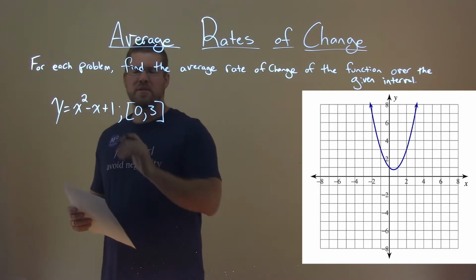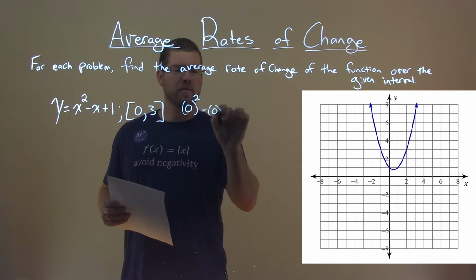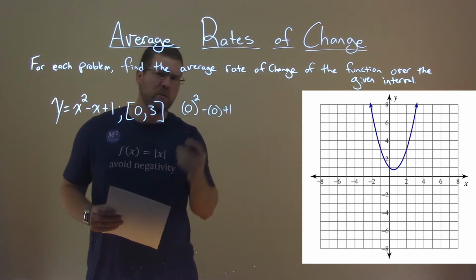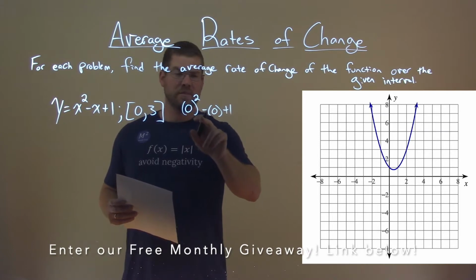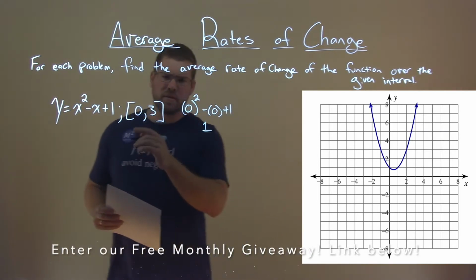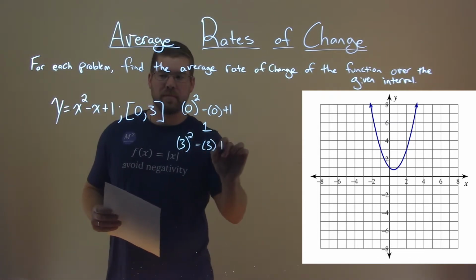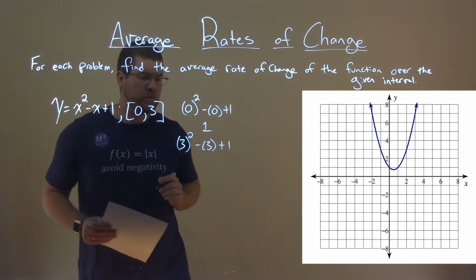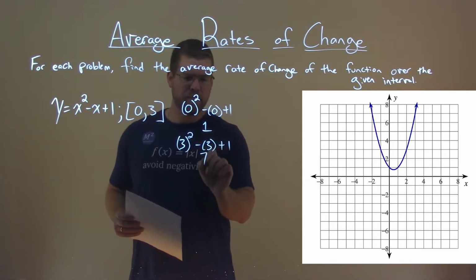Let's plug 0 into our equation. 0 squared minus 0 plus 1. Well, what does that come out to be? 0 squared is 0, minus 0 is 0, and just 1. Let's do the same thing for 3 now. 3 squared minus 3 plus 1. 3 squared is 9, minus 3 is 6, plus the 1 gives us 7.